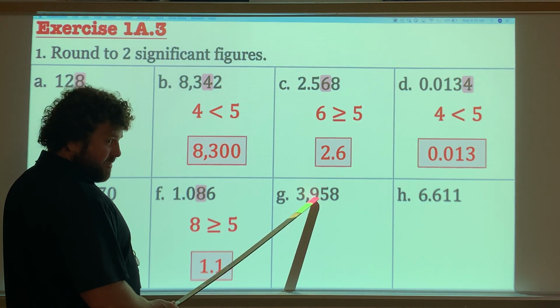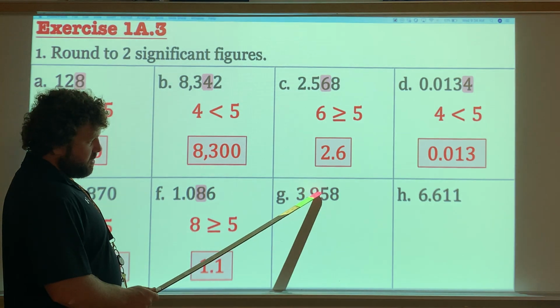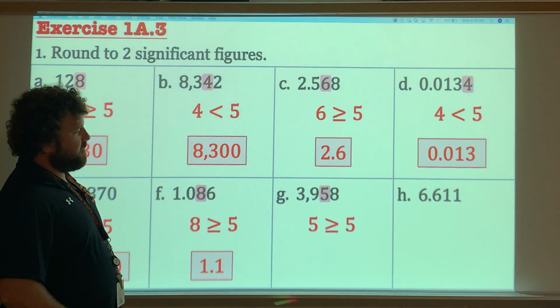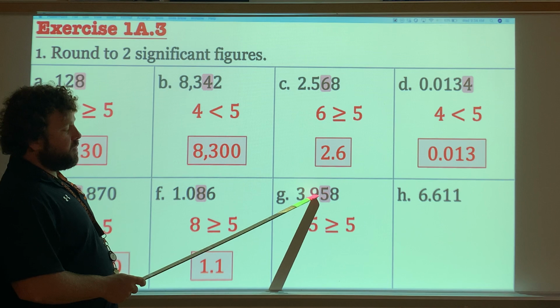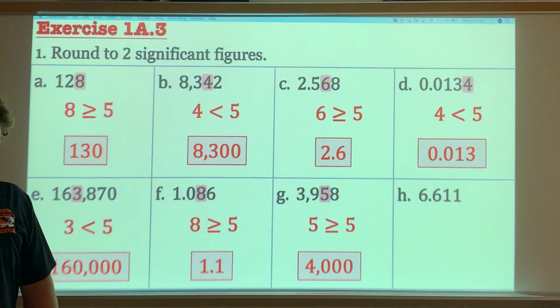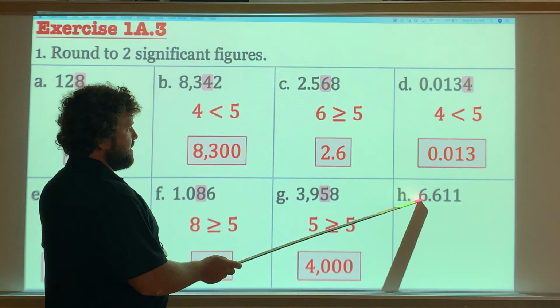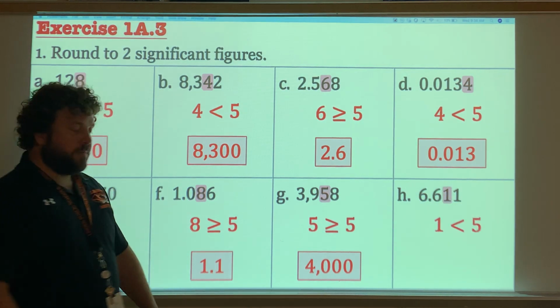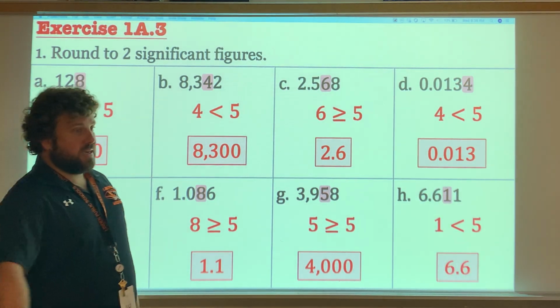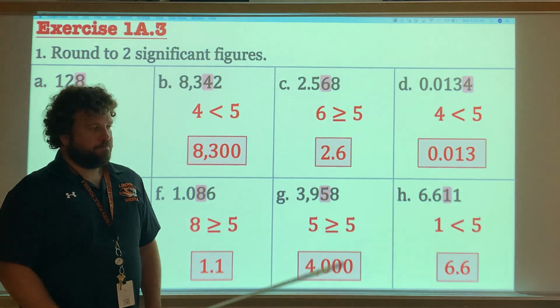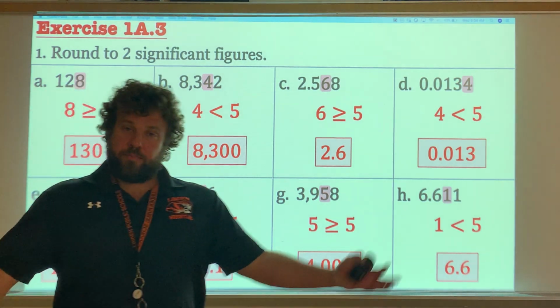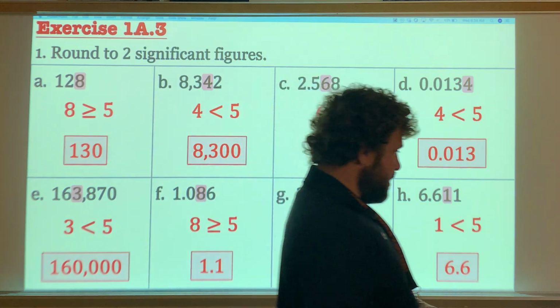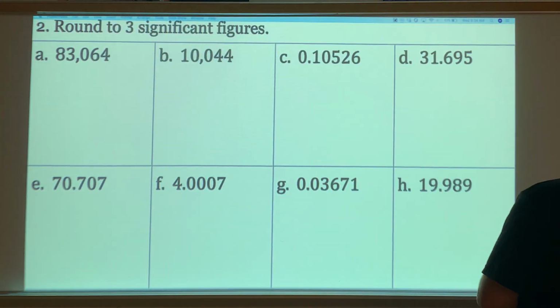100 is what we're rounding to. That's 1, 2. So we're going to use the 5, which is greater than or equal to 5. 39 plus 1 is 40, so our answer is 4,000. 6.611. We're going to round to the 10th place, so the 100th is a 1. Less than 5, our answer is 6 and 6/10. Right? Good? All right, let's move on. Round to 3 significant figures.